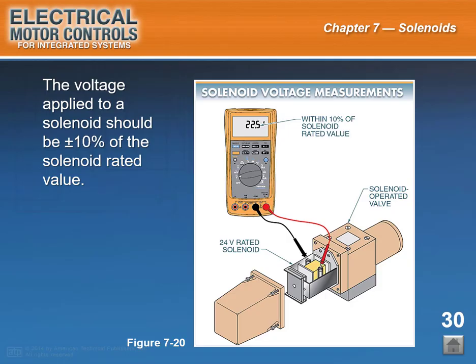Slide caption, the voltage applied to a solenoid should be plus or minus 10% of the solenoid rated value. See figure 7-20. The voltage is measured directly at the valve when the solenoid is energized. A DMM set to measure alternating current voltage is used for alternating current solenoids. A DMM set to measure direct current voltage is used for direct current solenoids. The range setting of the DMM must be greater than the applied voltage, or the meter will only display an overrange on its readout. End of slide 30.